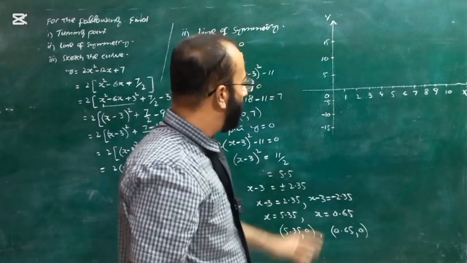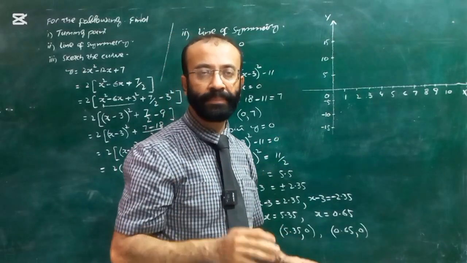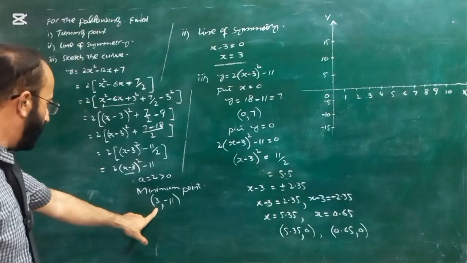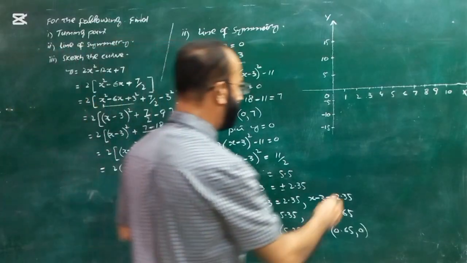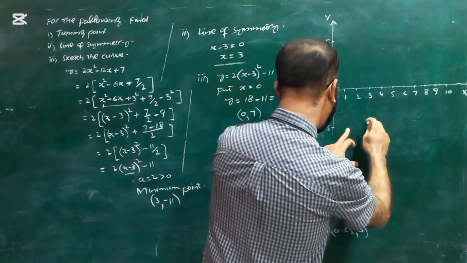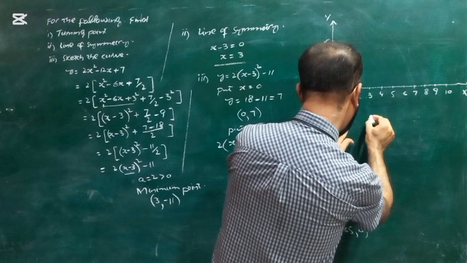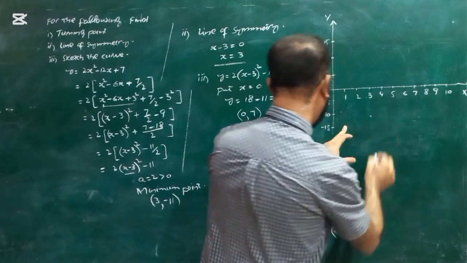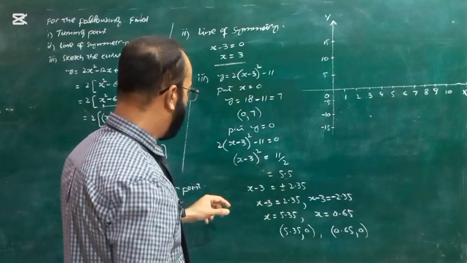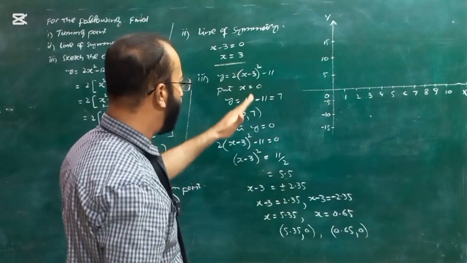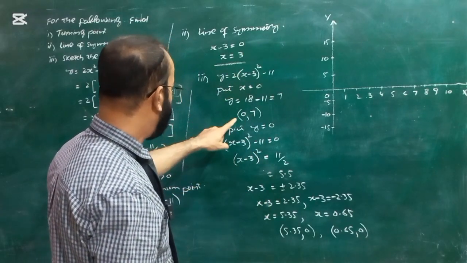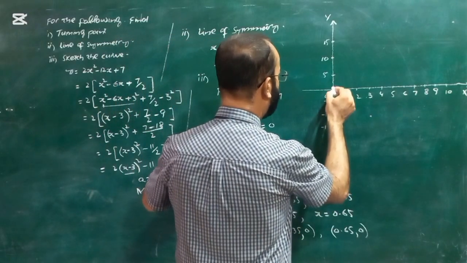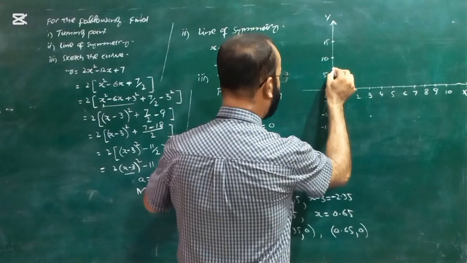So the things required to sketch the curve: one is the turning point, that is 3 and minus 11. So here is 3, and for example here is minus 11. So this is the turning point. The next we require the intersecting point at the x-axis and y-axis. So at the y-axis this is the point 0, 7. So this is 0, and for example this is 7.